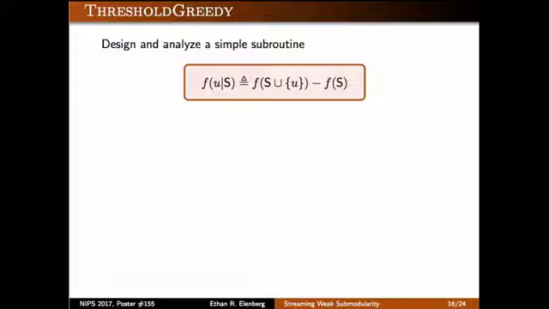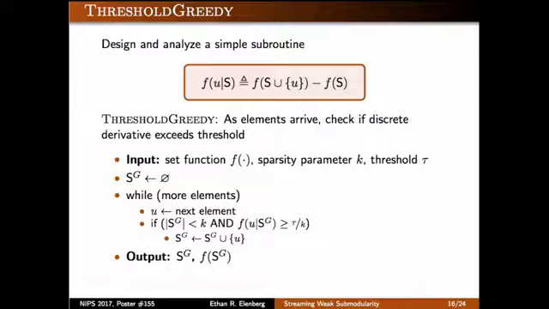So the key idea is to use this discrete derivative I defined before. Each time a new element u arrives, we compute the discrete derivative of adding u to what we have already stored, sg, and then add u to sg if it exceeds a threshold defined by this input parameter, tau. Okay? So we repeat this until we store k items or the stream finishes. And note that the algorithm does not require knowledge of gamma, it only requires tau.